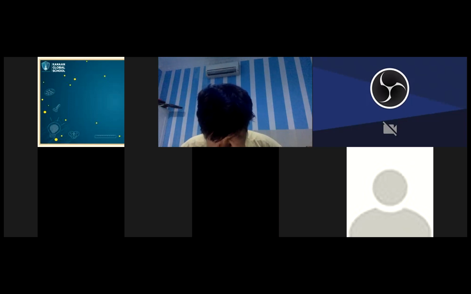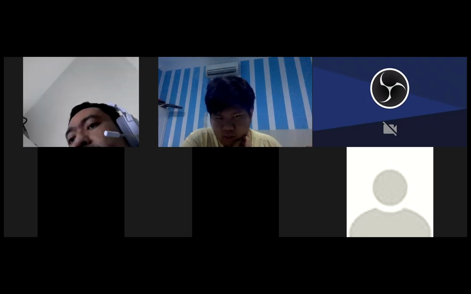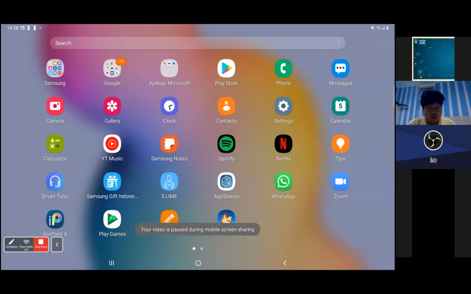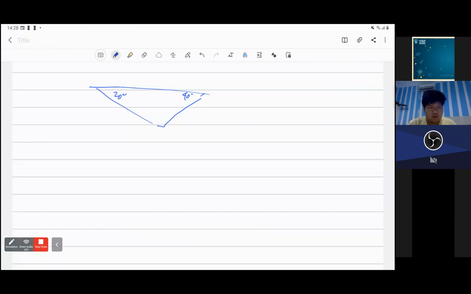So here we are. We know this is going to be 20 degree, I haven't shared the screen. Oh, sorry. Forgot to share the screen. Can you see it now? Yep, finally.